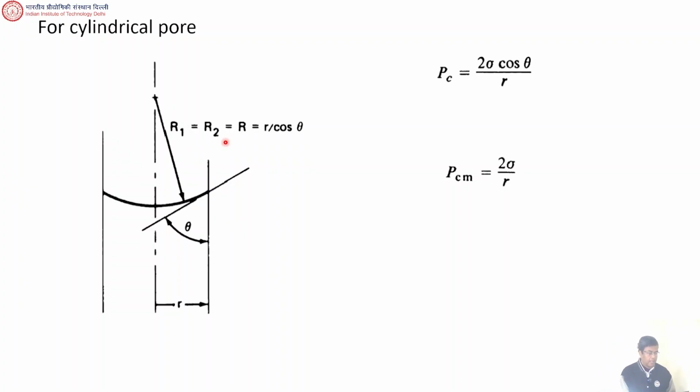And this R1 equal to R2 is also equal to R over cos theta. What is R? R is that tube radius, right? So how do you get this? I hope this is not difficult to see.